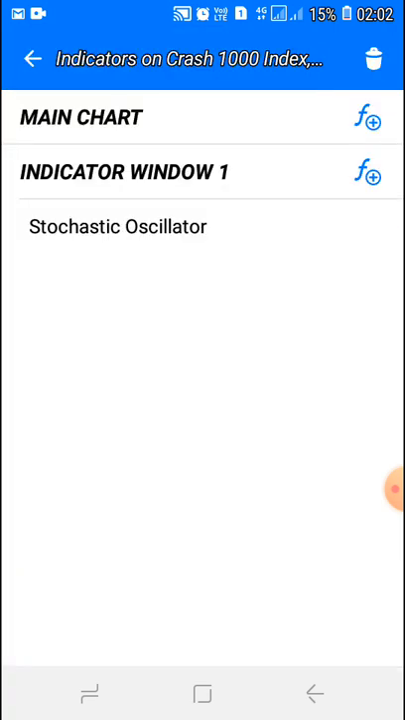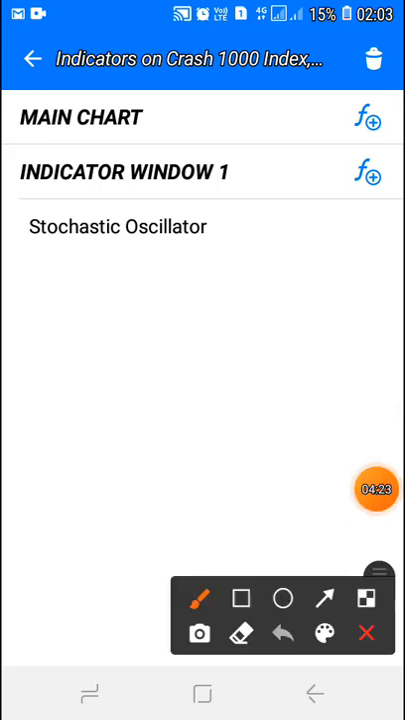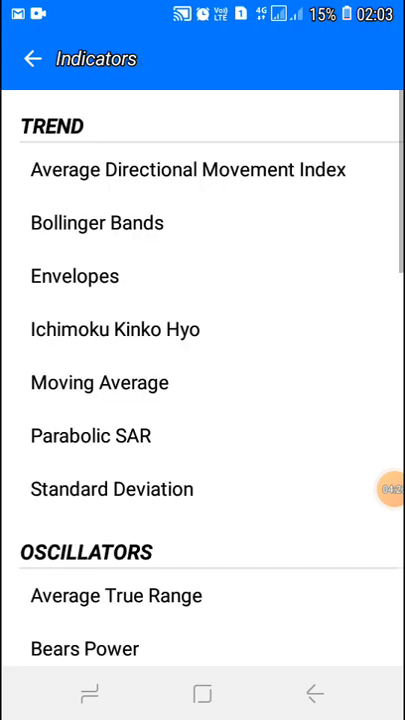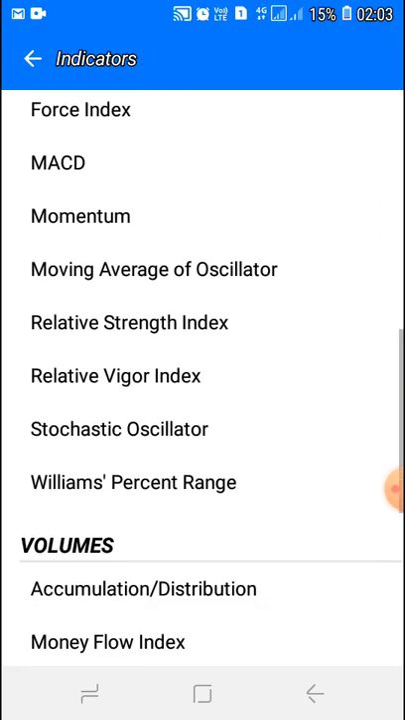The next thing I'm going to do is click on the main chart over here, and add your stochastic oscillator again.